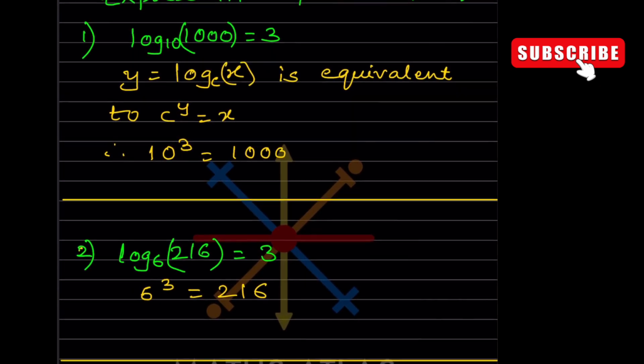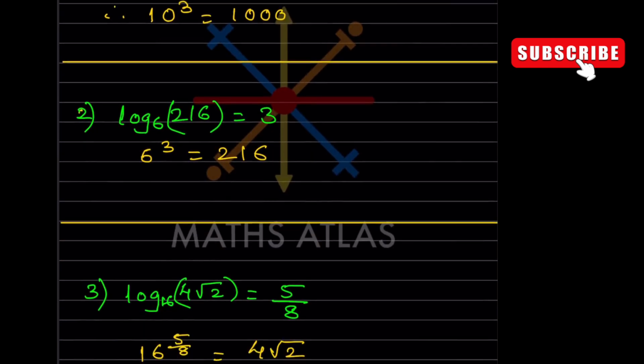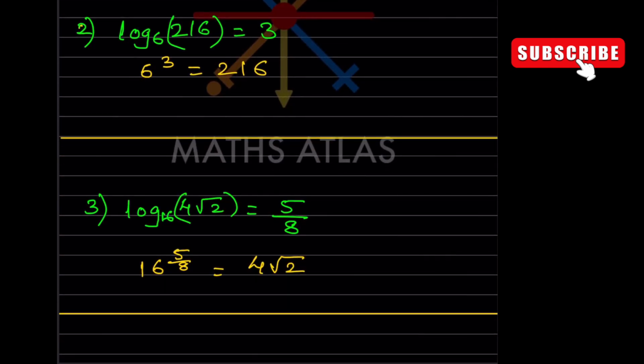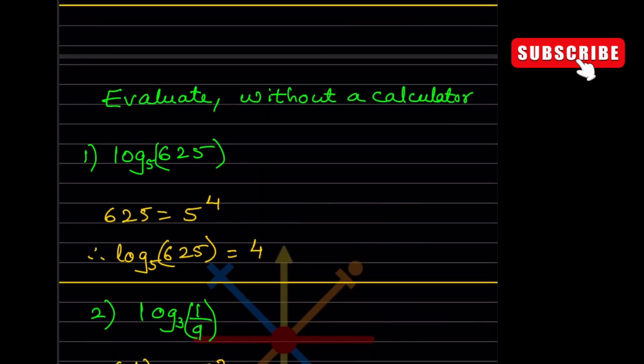So here again you are going to use the same formula, that is 6 raised to 3, that is 216, and this you can also cross check with this one, that is 216. So now here for this one, this is going to be 16 raised to 5 by 8, that is 4 root 2. So now you have to evaluate this, but without a calculator. So this is important here. So how are you going to write here? So 625 is equal to 5 raised to 4. So you are going to write here log of 625 to the base 5, that is 4.